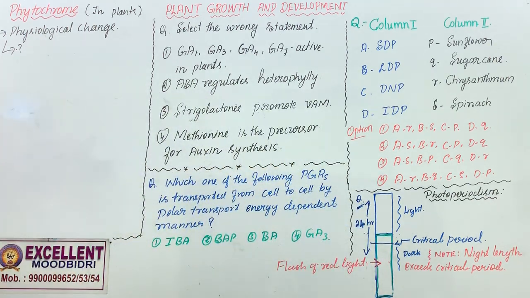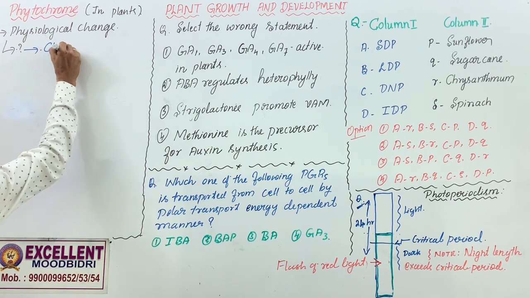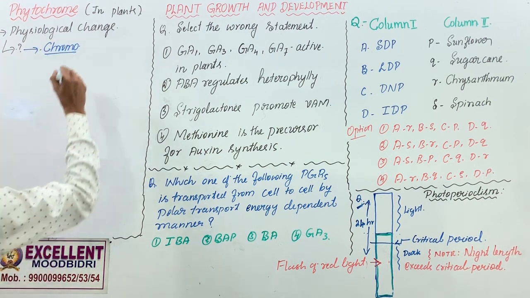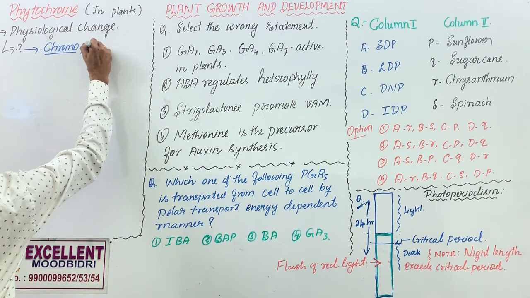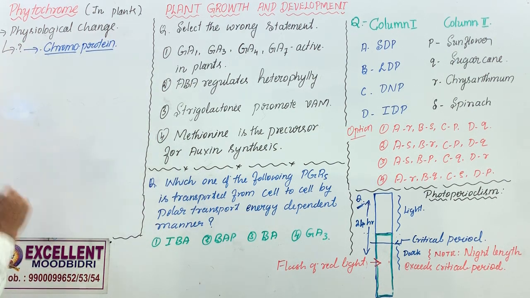This phytochrome is an example of chromoprotein. Chromo, that is the non-protein part, and protein. Where do you find this receptor?